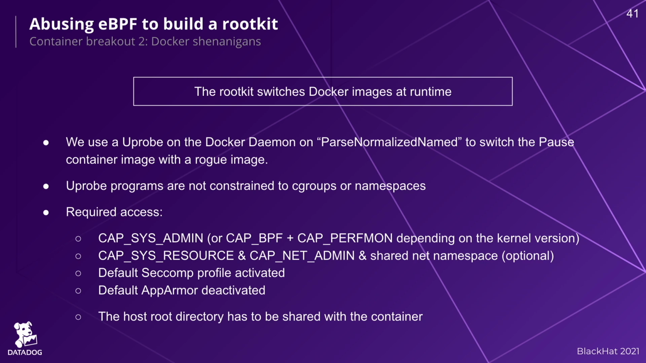So what about the required access? It's basically the same as the previous container breakout, with the only difference being that you need to share the host root directory with the container. The truth is, you don't really need the entire root directory, but simply the Docker daemon binary. However, realistically speaking, this will only happen if the root directory is shared. So let's see how we leveraged this capability of the rootkit to break out of a container on Kubernetes.